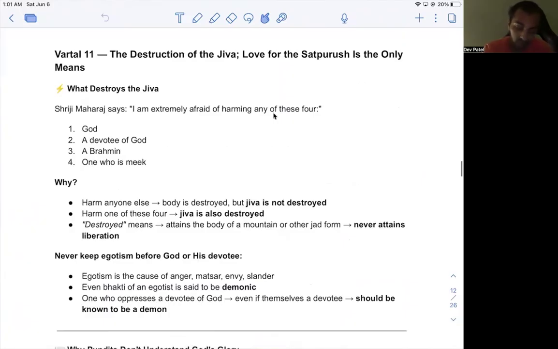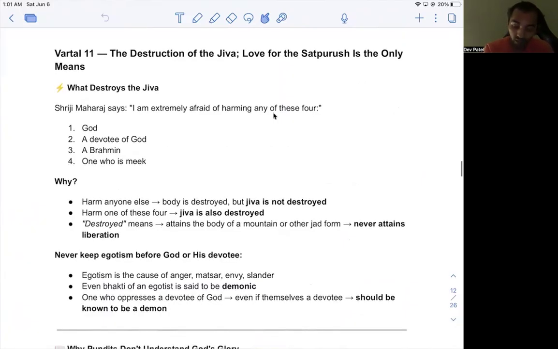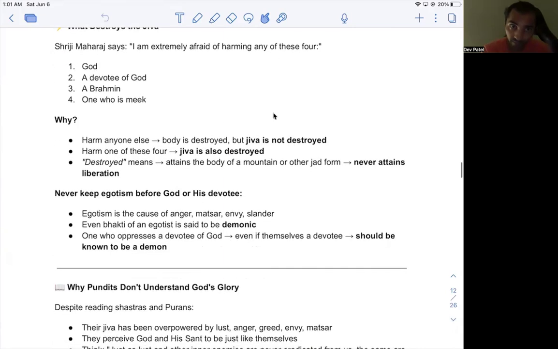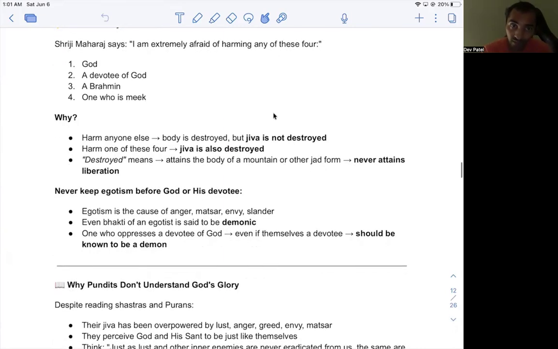The next one, V11, destruction of the Jeev. Harming any of these four: God, a devotee of God, Raman, one who is meek. If you harm anyone else, the body is destroyed, but the Jeev is not destroyed. Why? Because these are sacred individuals, sacred entities. If you harm anyone else, the body is destroyed, but if you harm one of these four, the Jeev is also destroyed. And so that is why you shouldn't keep egotism before God or his devotee.